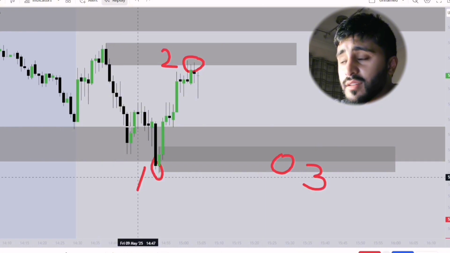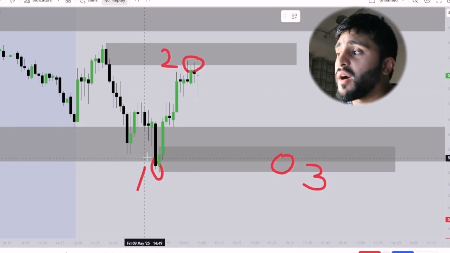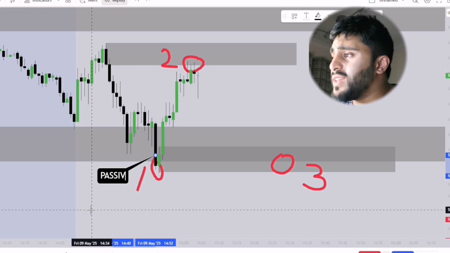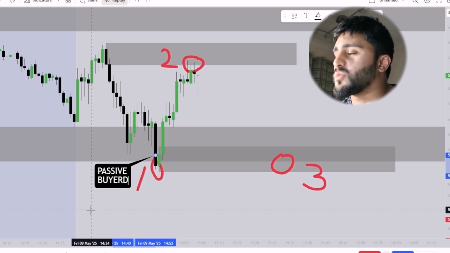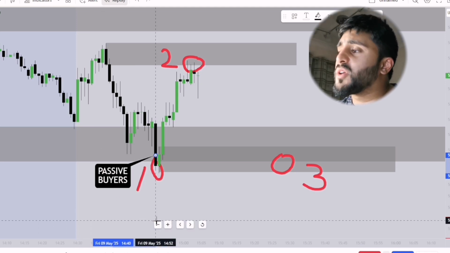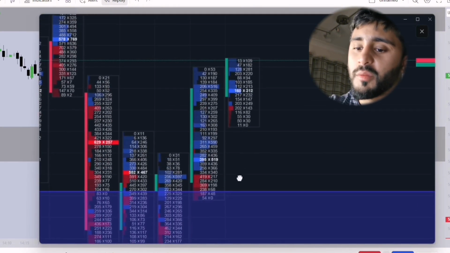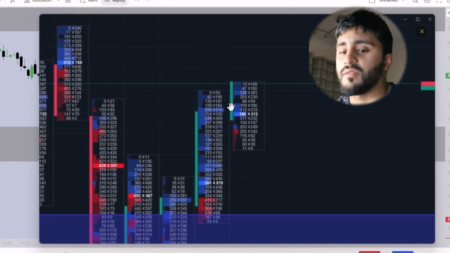This means that there are passive buyers sitting in this area. So we know that there's passive buyers sitting over here. We're just going to label that because these aggressive sellers were not rewarded. Therefore there's passive buyers that have propped the market higher, right? There's passive buyers sitting over here.